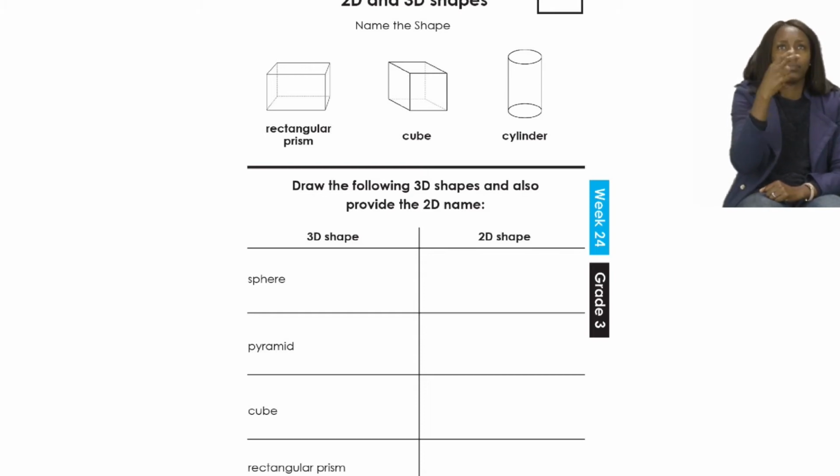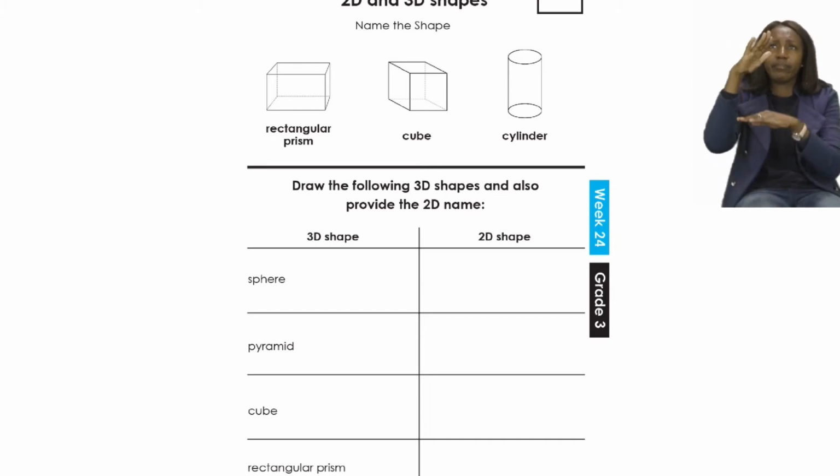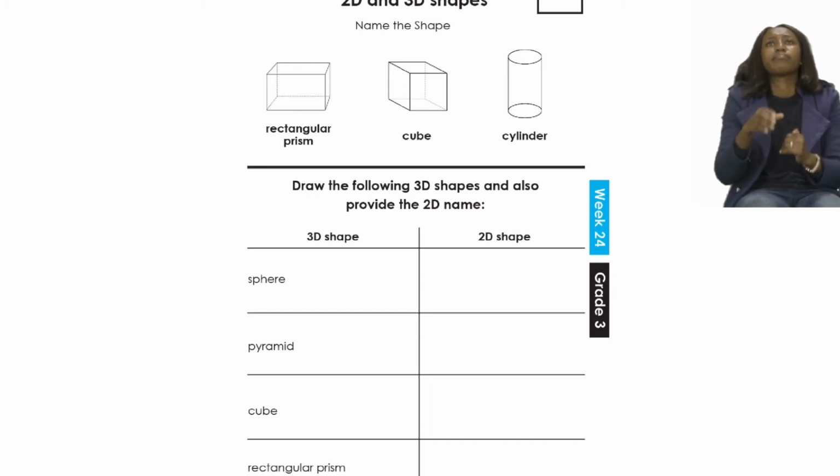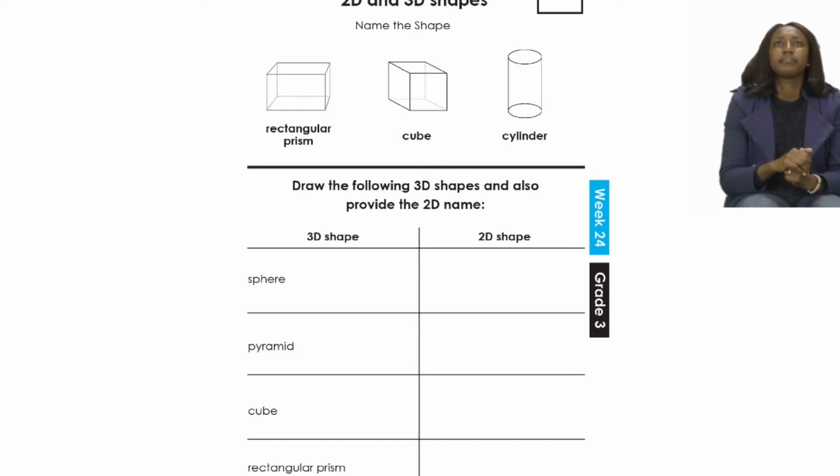The second shape is a cube. Let's say it together, cube. There we go. And the third shape is a cylinder. Say it with me, cylinder. Right. Now that you know some shapes, let's move on.